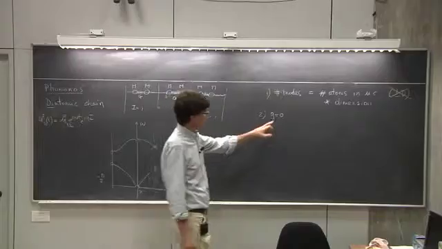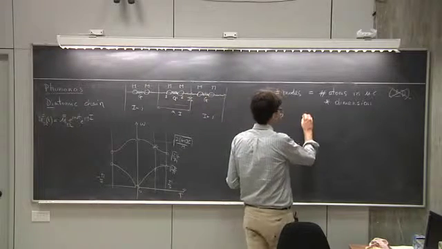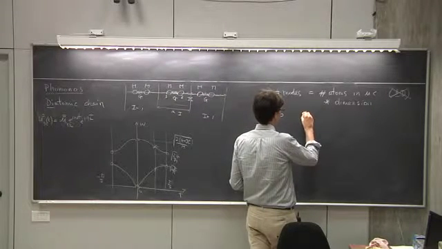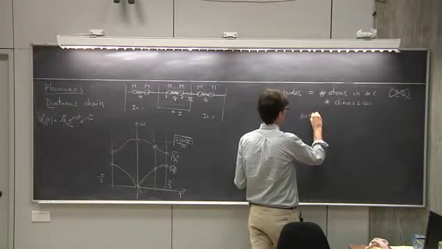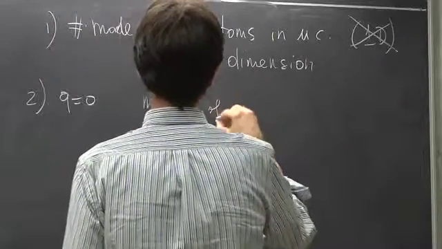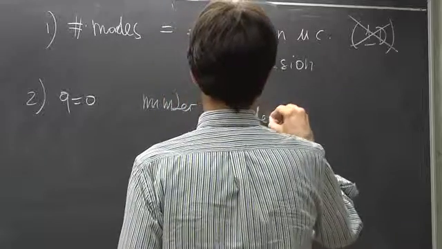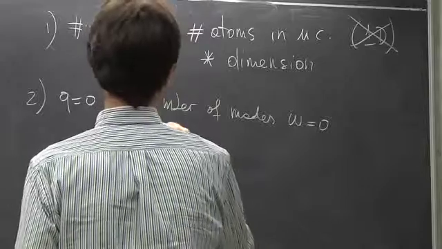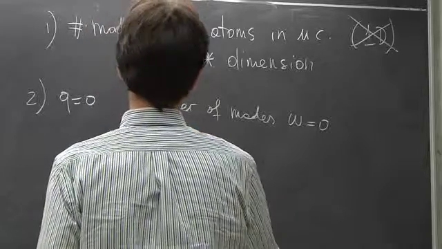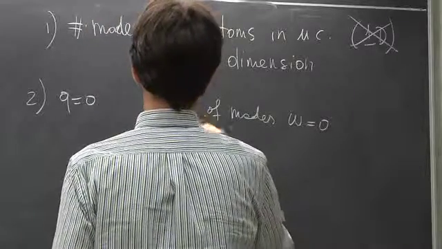So at q equals 0, we have a number of modes with omega equals 0, which is equal to the dimension of the problem.